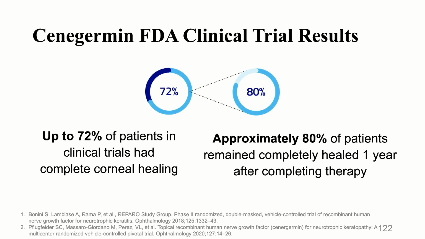And the clinical trials showed 72%. The important part of the clinical trials is everything was a level 2 or level 3, so it was either an abrasion or an ulcer. It was a persistent epithelial defect or an ulcer. Of the 72% that healed, 80% of the patients remained completely healed 1 year after completing the therapy. I think that was impressive, and that's what led to the FDA approval.